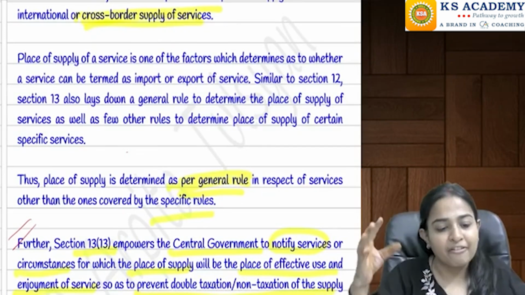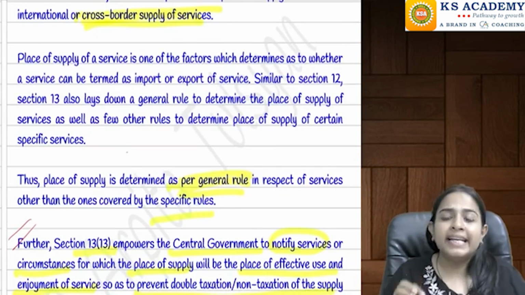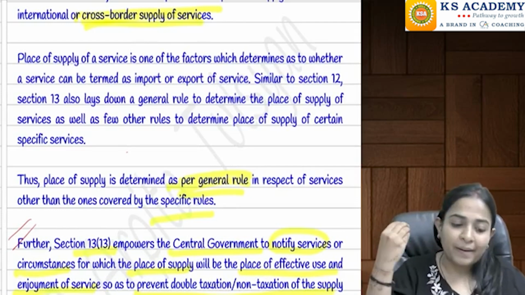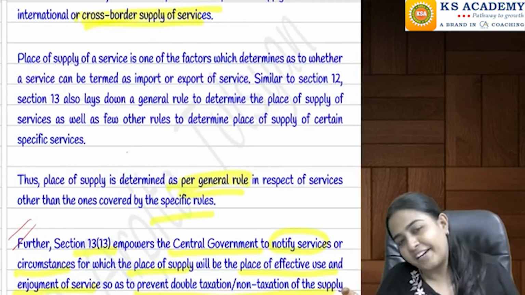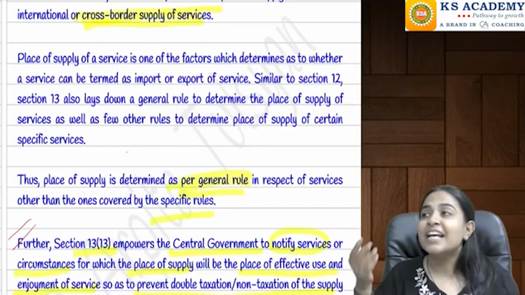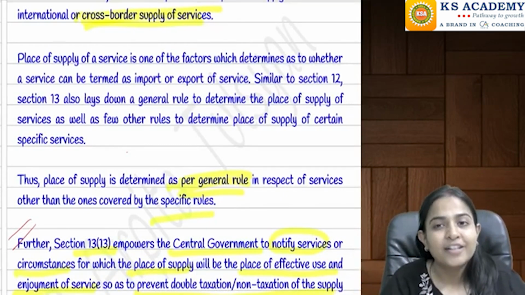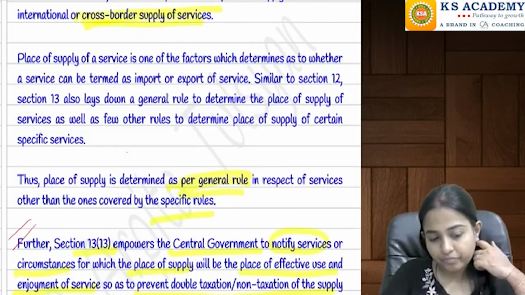Now, if the services have been provided, then if there is any supply of services, then in that case, the place of supply will be the location of the recipient if we have the address available. If we don't have the address available, what is the only option left with us? The only option left with us is to take the place of supply as location of the supplier. Very clear with this? Okay.